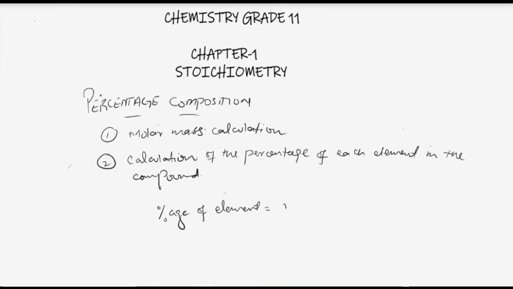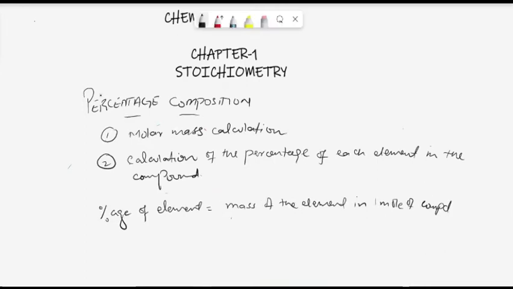So the percentage of an element is the mass of the element in 1 mole of compound divided by the molar mass of the compound, and because it's a percentage calculation, you multiply it by 100. We'll try to learn this with the help of some examples.